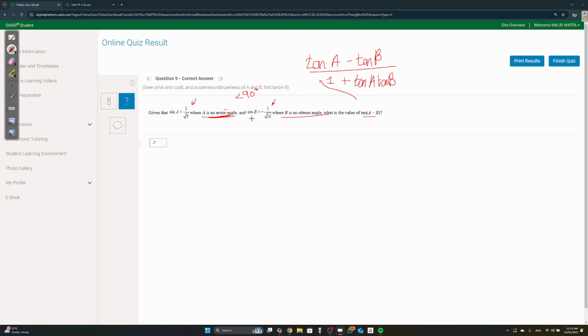Okay, for sine A, I'm going to use 1 plus cotan squared is equal to cosecant squared. Okay, so let's substitute. Cosecant is 1 over sine, so cosecant squared would just be 1 over sine squared. So 1 over root 5 squared. Let's take this minus 1 to the other side. Okay, it's a bit annoying.